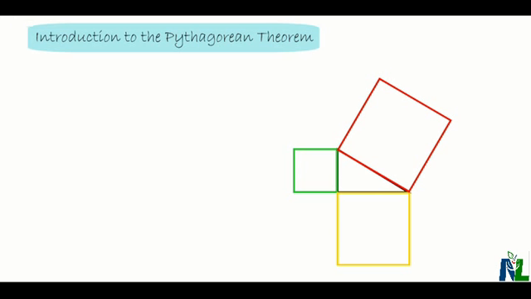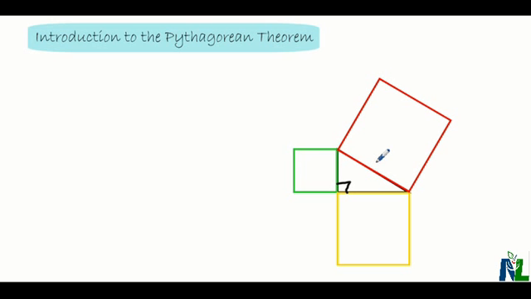I'd like to introduce you to the Pythagorean theorem. The Pythagorean theorem states that for any right triangle, and it only works for right triangles, the area of these two smaller squares, the green and the yellow square, if I add those two areas up, it will equal the area of this larger square.